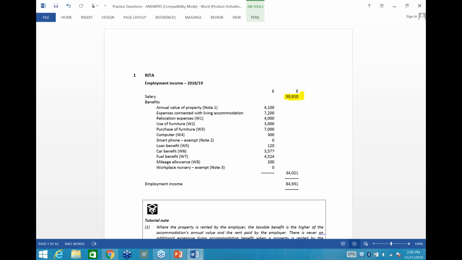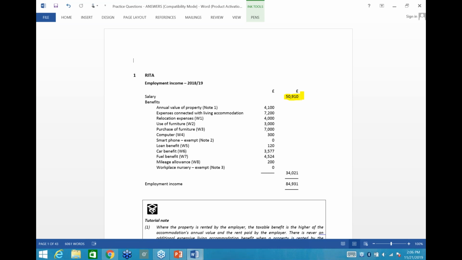Then Rita received the following in the tax year 2018-19. She was immediately provided with a house with an annual value of £4,100, for which her employer paid an annual rent of £3,500. The house had a market value of £180,000. On 6th of April 2018, Rita was reimbursed relevant relocation expenditure of £12,000.